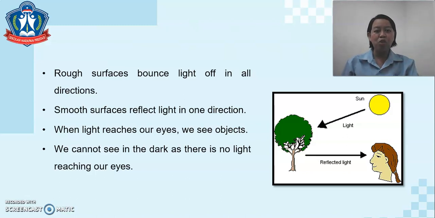See the difference, children? When light reaches our eyes, we see objects, but we cannot see in the dark as there is no light reaching our eyes.